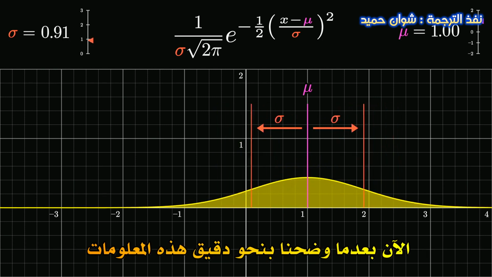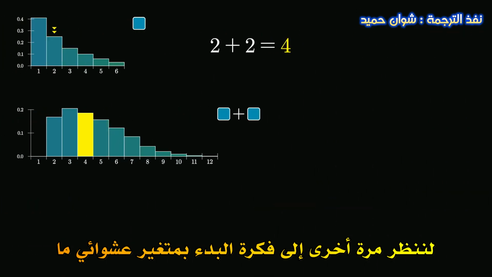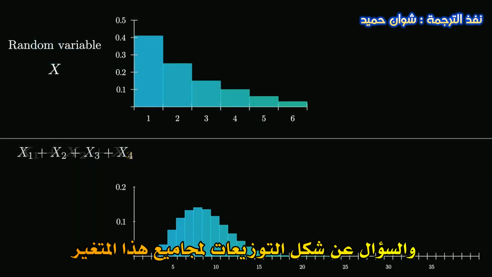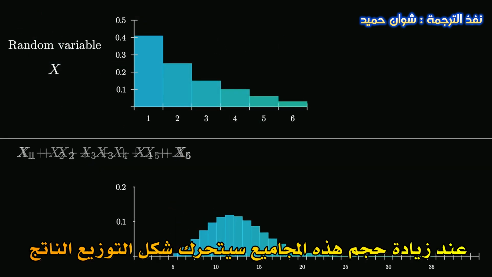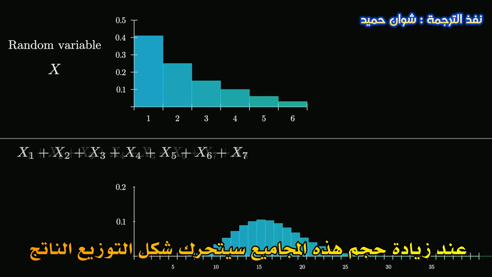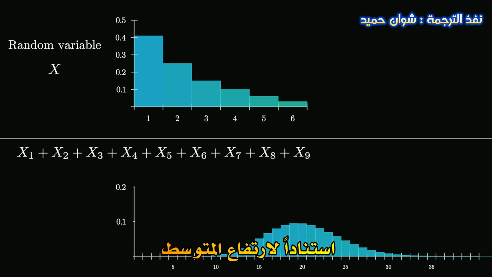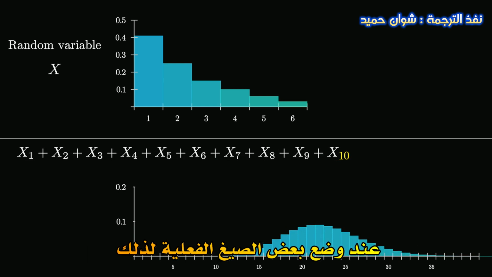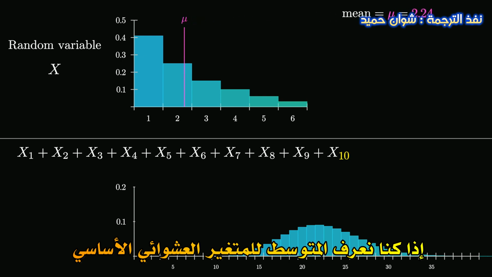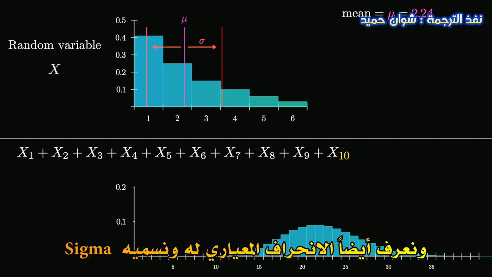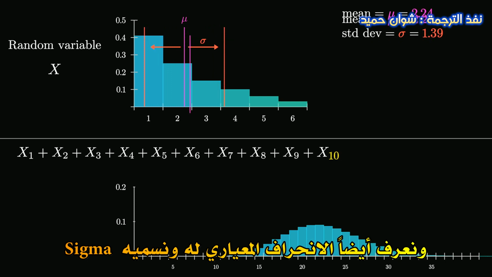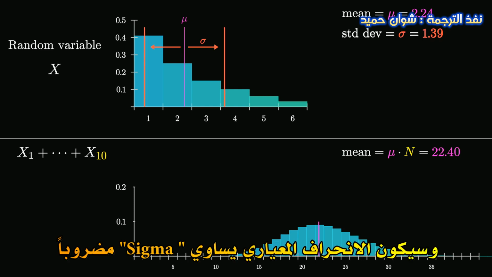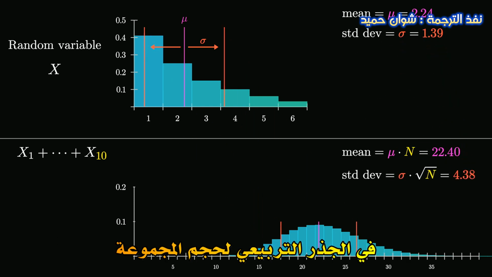Now that all of that is on the table, let's look back again at the idea of starting with some random variable and asking what the distributions for sums of that variable look like. As we've already gone over, when you increase the size of that sum, the resulting distribution will shift according to a growing mean, and it slowly spreads out according to a growing standard deviation. And putting some actual formulas to it, if we know the mean of our underlying random variable, and we call it mu, and we also know its standard deviation, and we call it sigma, then the mean for the sum on the bottom will be mu times the size of the sum, and the standard deviation will be sigma times the square root of that size.